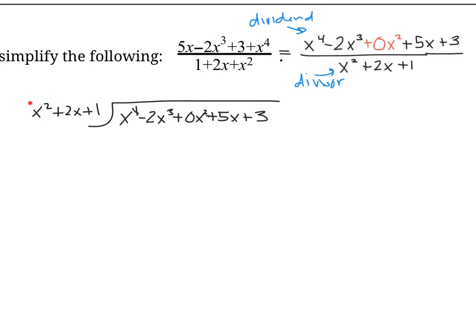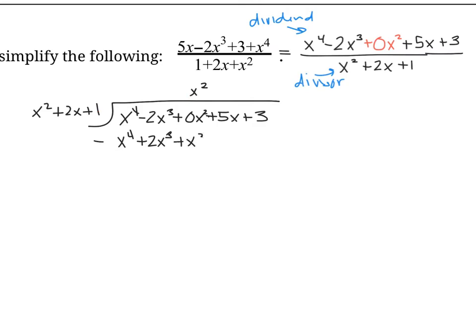First, we're going to ask ourselves, what is x to the power of 4 divided by x squared, or how many times does x squared go into x to the power of 4? And that solution will be x squared. So we're going to make sure to put it over the x squared part just to keep ourselves organized here. So now we're going to multiply x squared by all of these terms in here. So we have x squared times x squared. That's going to make x to the power of 4. Those two better match up. Then we have x squared times 2x, and that's going to be positive 2x to the power of 3. And then we have x squared times 1, which is going to be plus x squared.